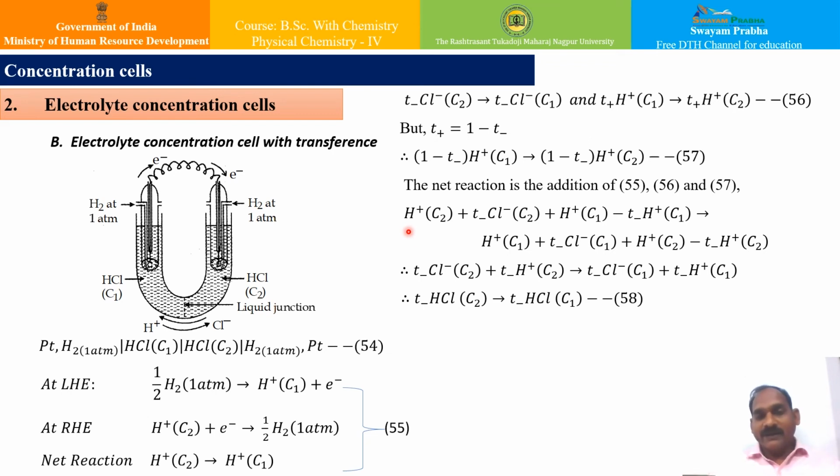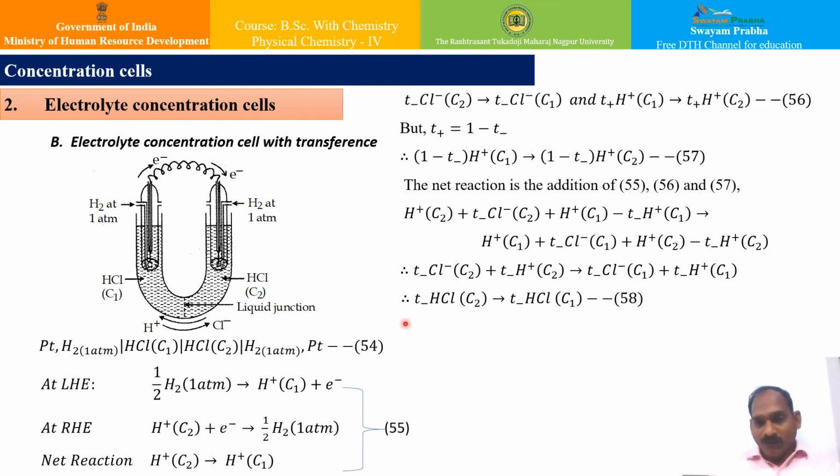That means hydrogen ion at higher concentration plus chloride ions at lower concentration multiplied by the transport number of anion, plus hydrogen ion at lower concentration minus this hydrogen ion at lower concentration into the transport number of anion, will lead to this particular part. This is a simple algebraic rearrangement, the addition of equations 55, 56 and 57.